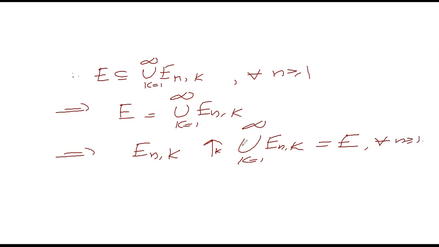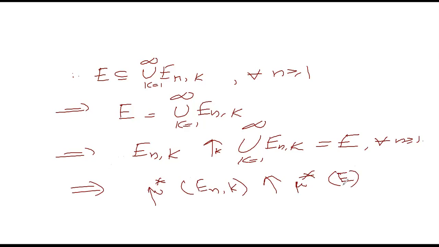Okay. So this means that, as we already proved, the property of the measure: because each set is measurable, the outer measure of E_{n,k} increases to the outer measure of E. It's already been discussed in one of our lectures. Again this limit is with respect to k, not with respect to n, and this is true for all n greater or equal to 1.